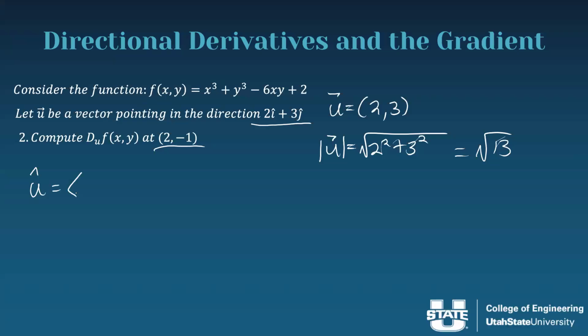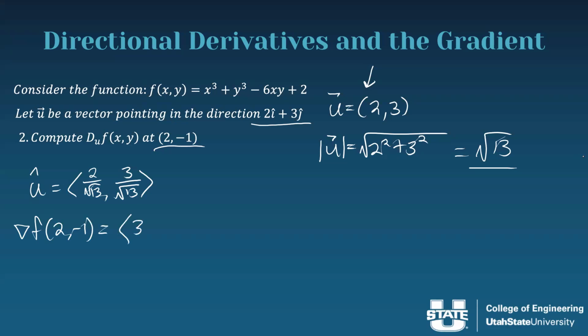Is going to be just our vector u divided by our magnitude. So we're going to have 2 over root 13 and 3 over root 13. Now, we already did our gradient, but this time we want to evaluate it at the point 2 and minus 1. So it was 3x squared minus 6y and 3y squared minus 6x.